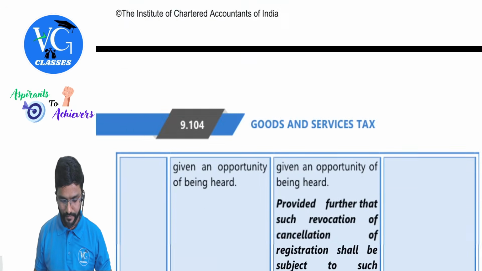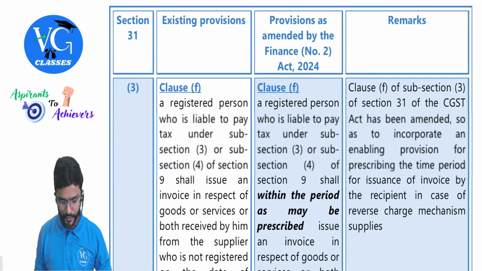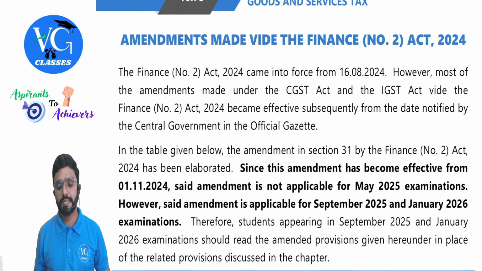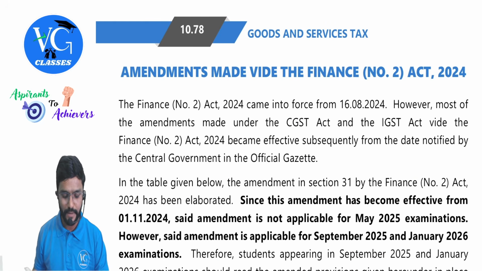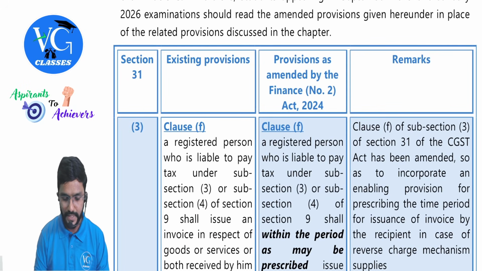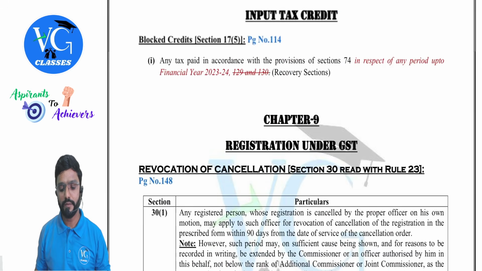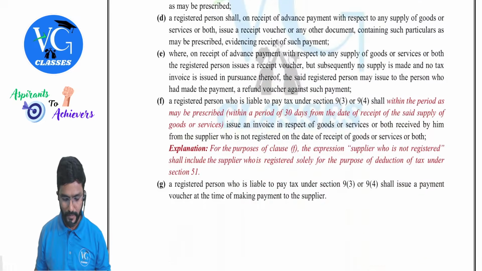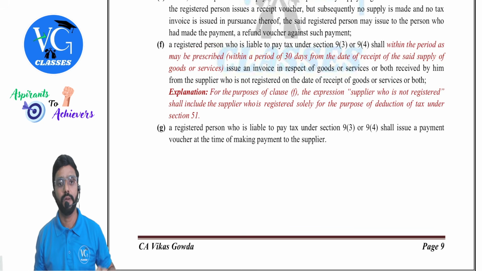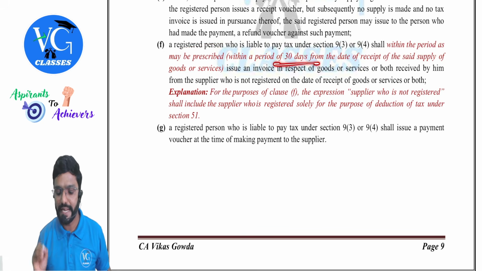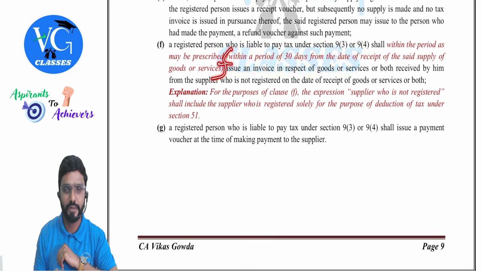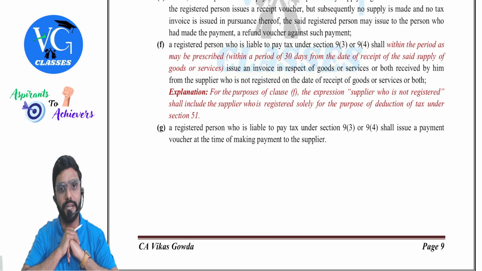Invoice chapter, that is chapter 10. Here also there is an amendment in section 31 subsection 3 clause F. We have already covered it along with the statutory update. In clause F, they have just mentioned within a period as may be prescribed. What is that time as may be prescribed? It is within 30 days from the date of receipt of goods or services. This is actually as per the rule. This rule in detail we have already covered in the statutory update video.